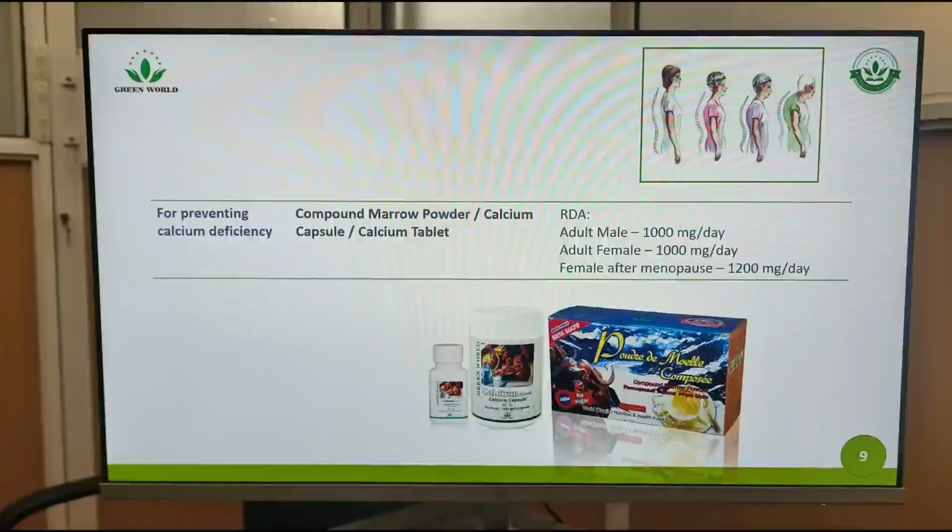Now, the good thing with our profession is that most of these products can be easily taken by the elderly, because most of them are in powder form. These are the products that can help. Number 1 is the Greenwald compound marrow powder that has manganese, calcium, zinc, the important trace elements that your bone needs to keep healthy. Then we have calcium capsule and also tablet. These can help you to satisfy your demand for calcium.